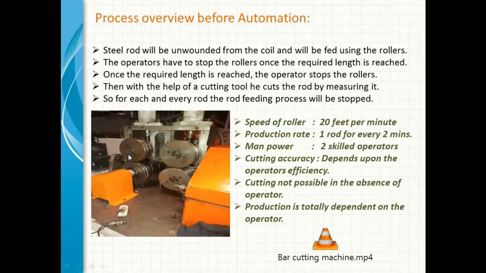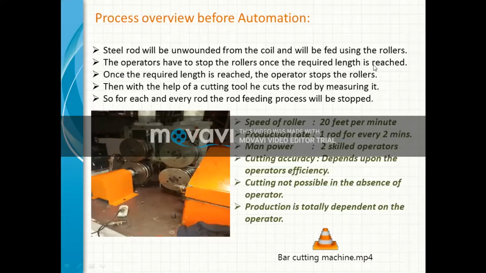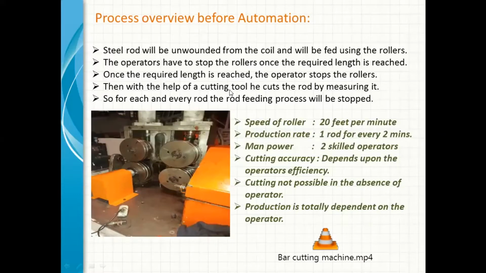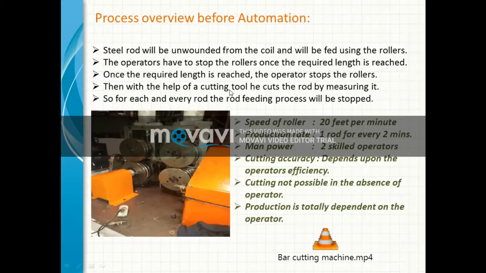So that was the very difficult part for the operators. The operators have to stop the rollers once the required length is reached. Then with the help of a cutting tool, like a very big cutting plier, around 6 to 8 kgs, they have to move that and cut these steel rods by measuring. For each and every rod, the feeding process will be stopped.